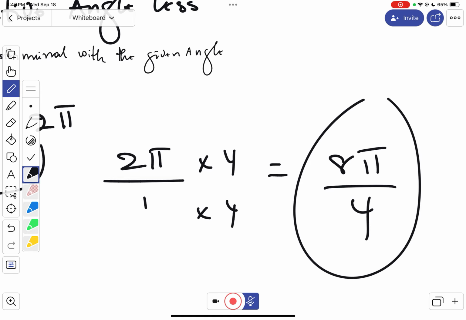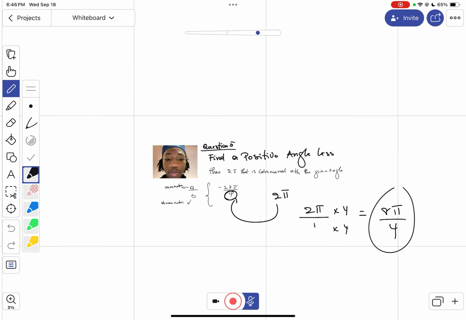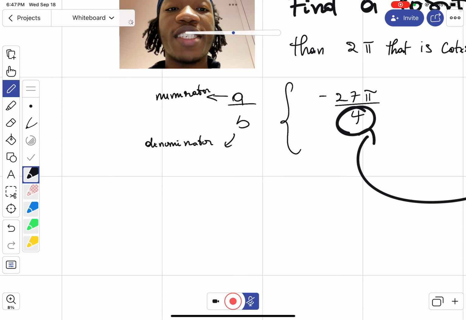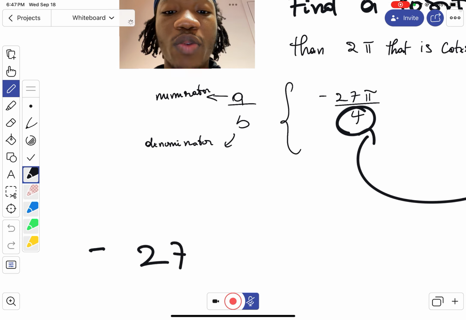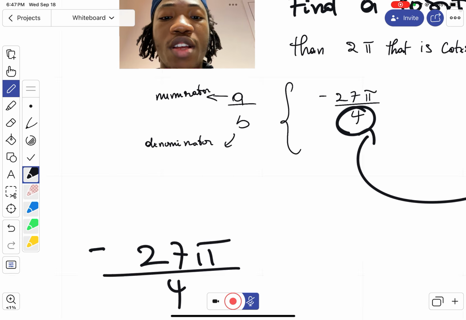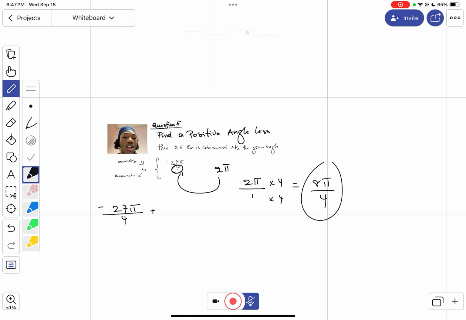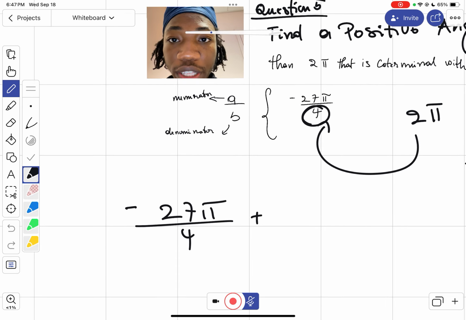So right now you have a fraction. Even though this fraction can be simplified and it'll give you 2 pi, we're not gonna do that because that's not the goal. The goal is to make the denominator the same, and then we're just gonna subtract or add in order to get the angle that is less than 2 pi and also a positive angle. So the second angle that they gave us is minus 27 pi over 4. So we're gonna add the 8 pi over 4 that we just calculated.